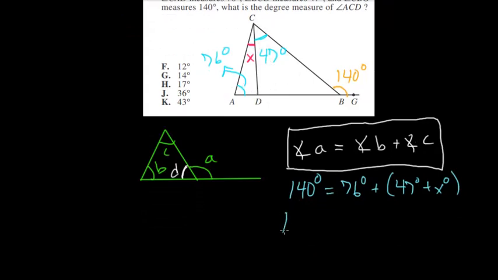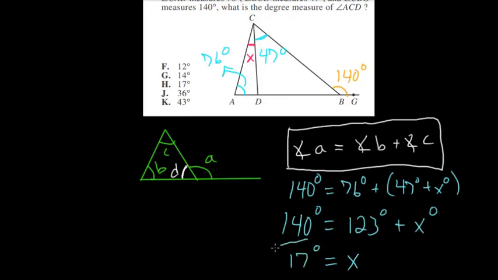And now we just have to combine like terms and solve for x. And 76 plus 47, if you add 7 to this, you get to 83. And then adding 40, you get to 123 degrees, and then plus x degrees. And subtracting 123 degrees from each side, what you're left with is that x is equal to 17 degrees. So this right here will be our final answer, and you can see that it's choice letter H.